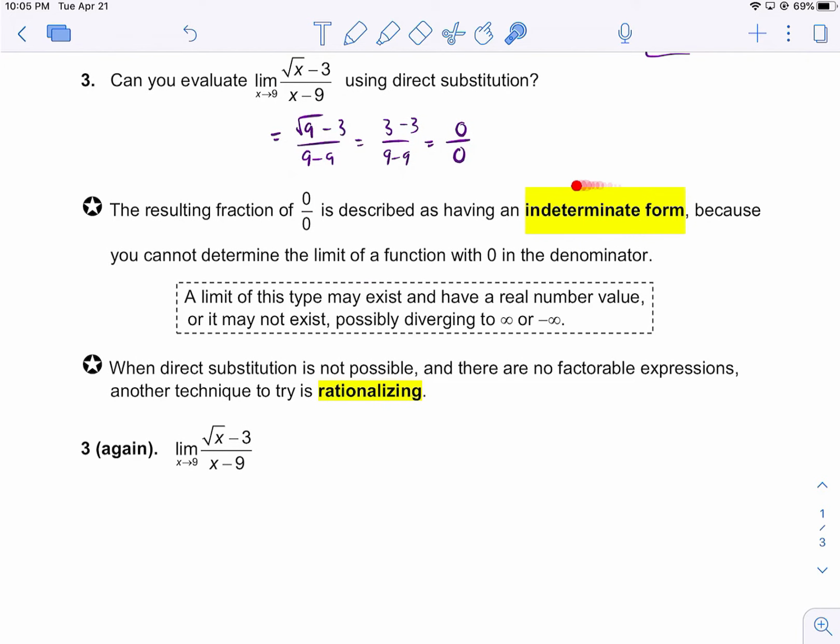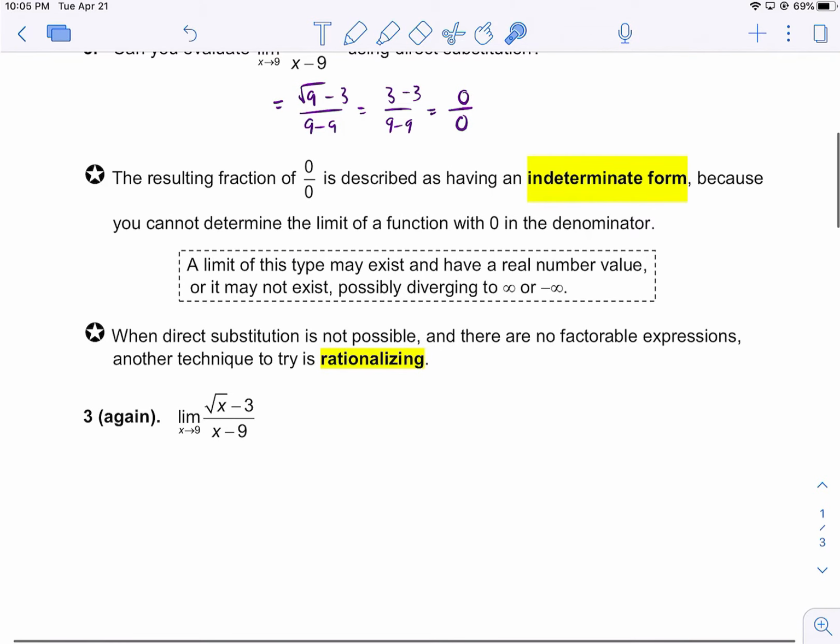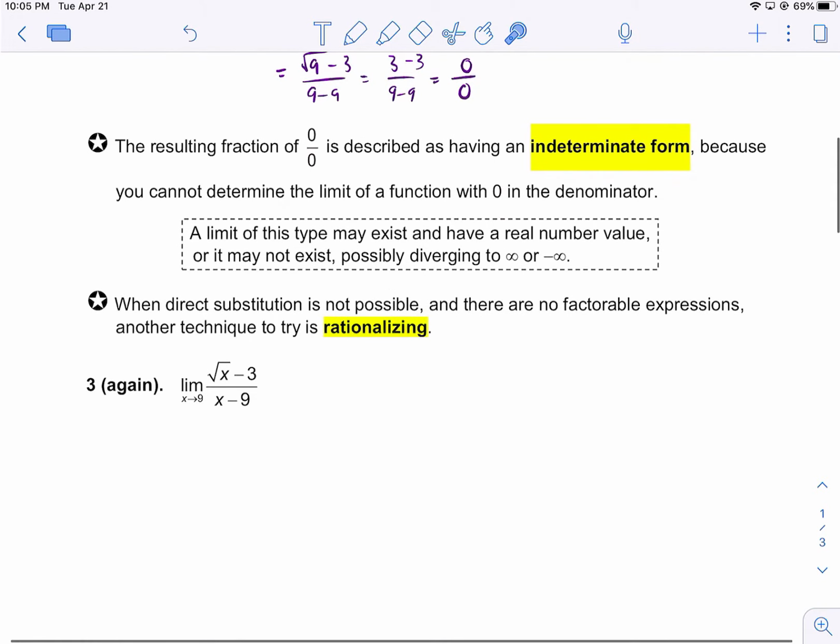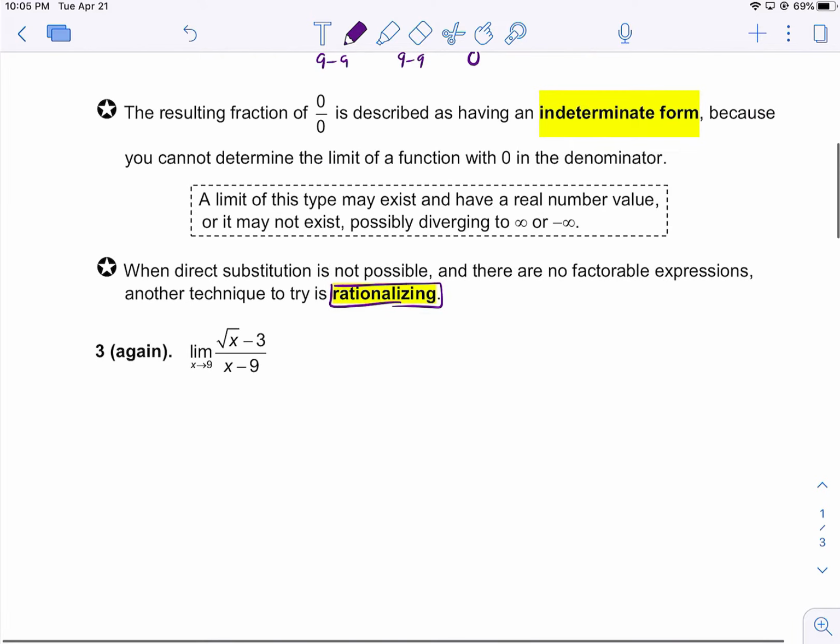So we've got our indeterminate form. This describes what we remember about the indeterminate form. When direct substitution is not possible, there's no factorable expressions, we don't have anything that's squared, another technique to try is rationalizing, which I'm going to talk about what that means. So rationalizing our function. Rationalizing is a fancy way of saying get rid of the square root.